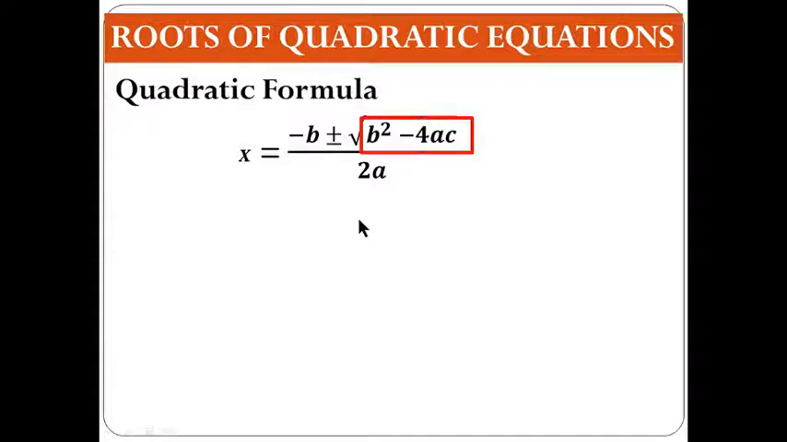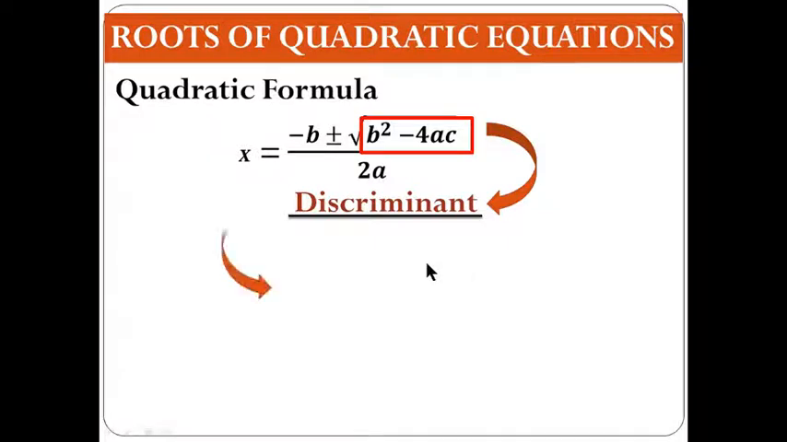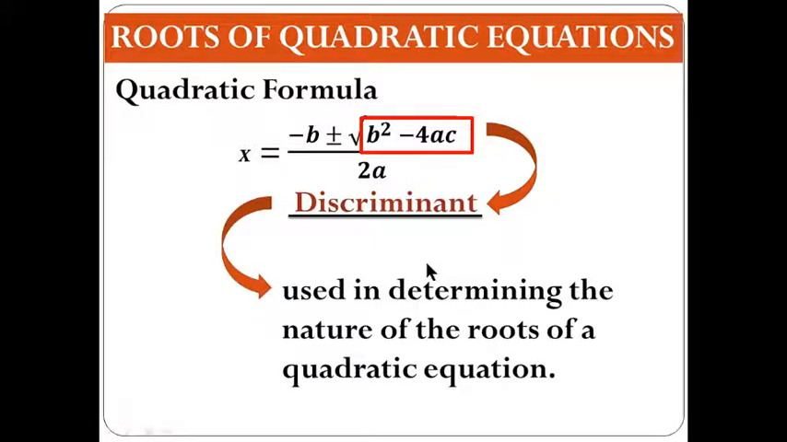The expression b squared minus 4ac under the radical sign is called the discriminant of a quadratic expression ax squared plus bx plus c is equal to 0 because its value determines the number and type of solution of a quadratic equation. So, ano nga ba ang discriminant? So, yung discriminant is used in determining the nature of roots of a quadratic equation.